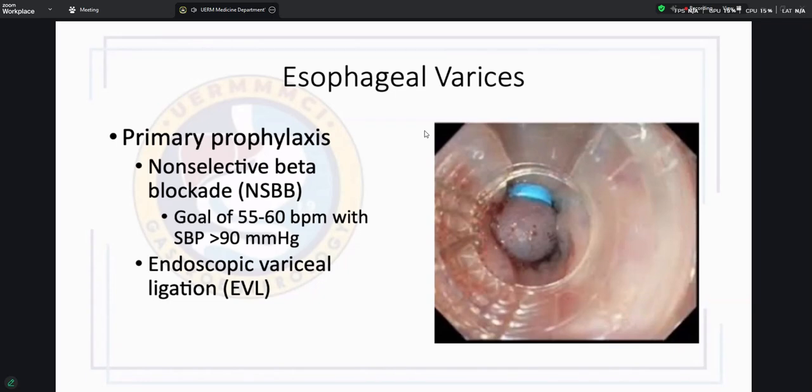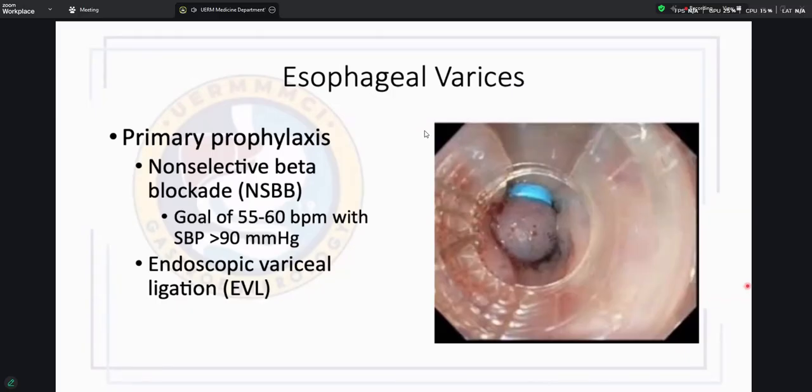For primary prophylaxis, so these are for cases who have no history of bleeding but are at risk, medications using non-selective beta blockers can be started. It is believed to be as effective as endoscopic variceal ligation, and the goal is to have a heart rate of around 55 to 60 beats per minute. So the beta blockers slow down the heart rate, decrease the portal pressure, but it is also an antihypertensive, so the systolic BP should not be below 90 millimeters mercury. It can also cause bronchospasm, so patients with asthma or COPD may not be able to tolerate this.